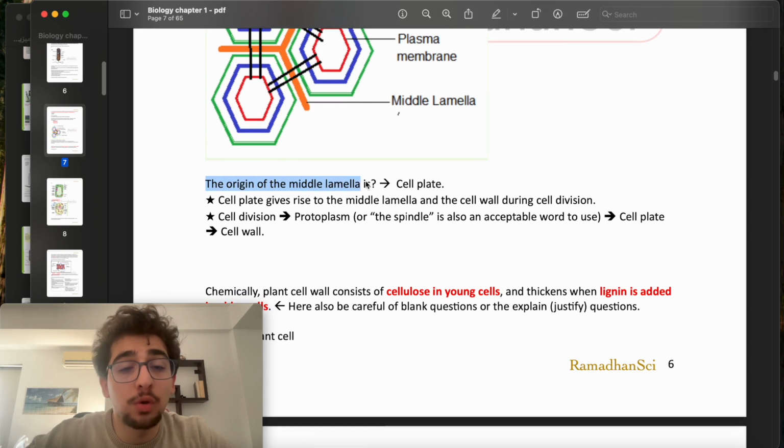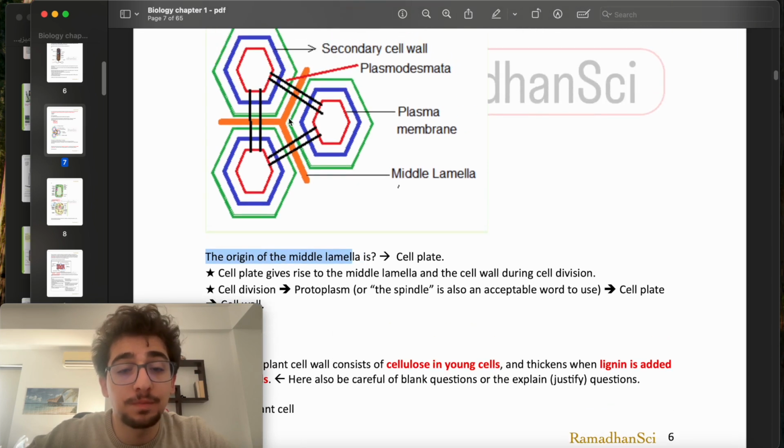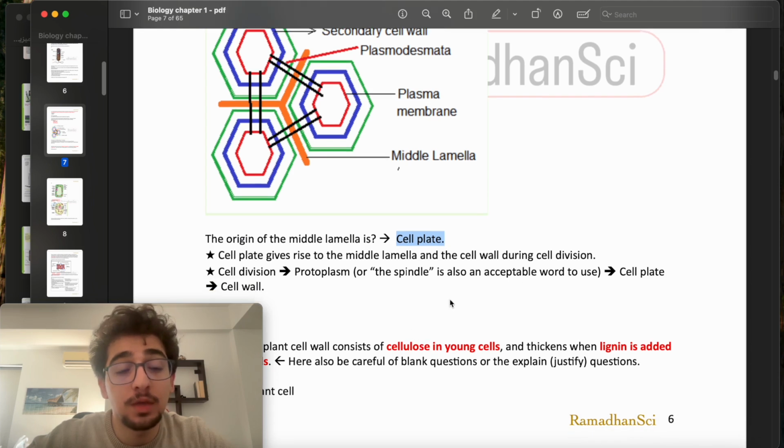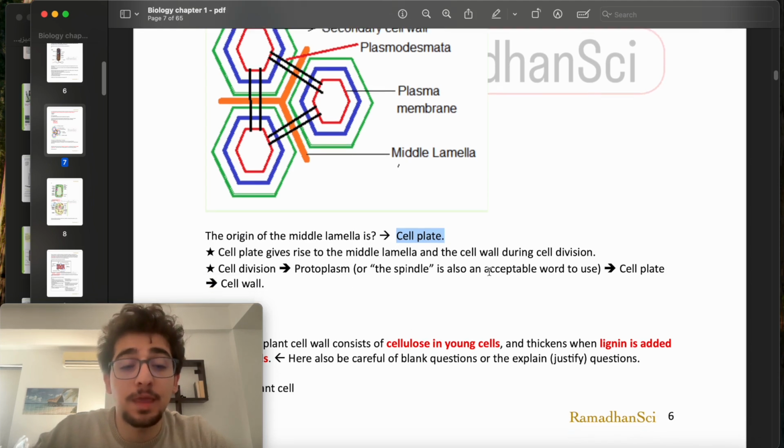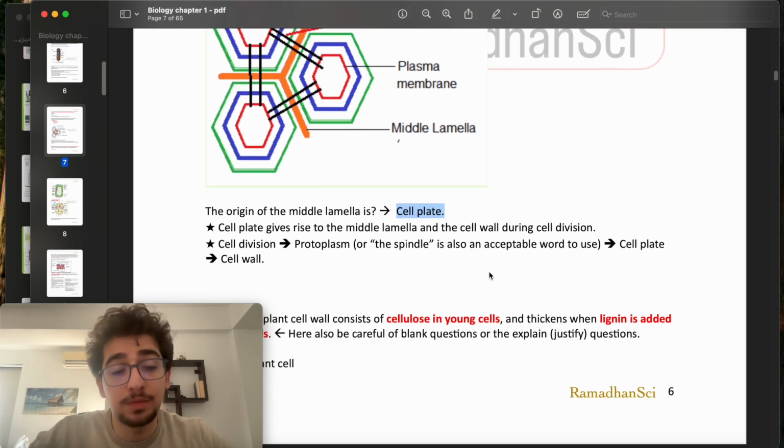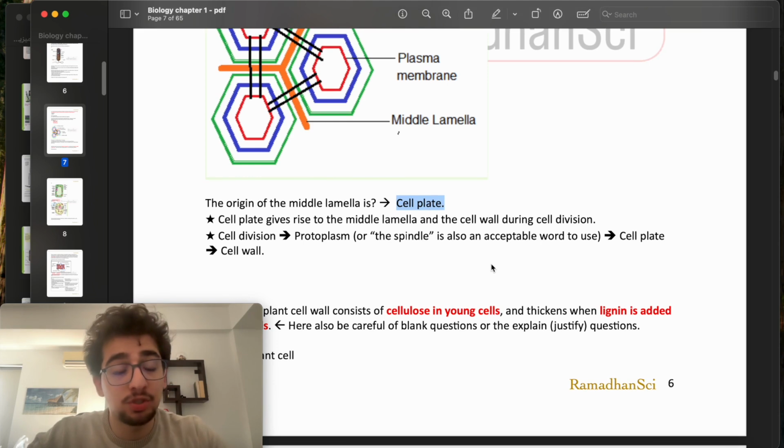If they ask you about the origin of the middle lamella, this one here, it originates from the cell plate during cell division. So during cell division, plant cells have something called the cell plate originating from the protoplasm or the spindle. Okay, so again, this is very important. During cell division of plant cells only, we have something called the protoplasm. Protoplasm means the cytoplasm plus the nucleus plus organelles. So it's a term that refers to a lot of things.